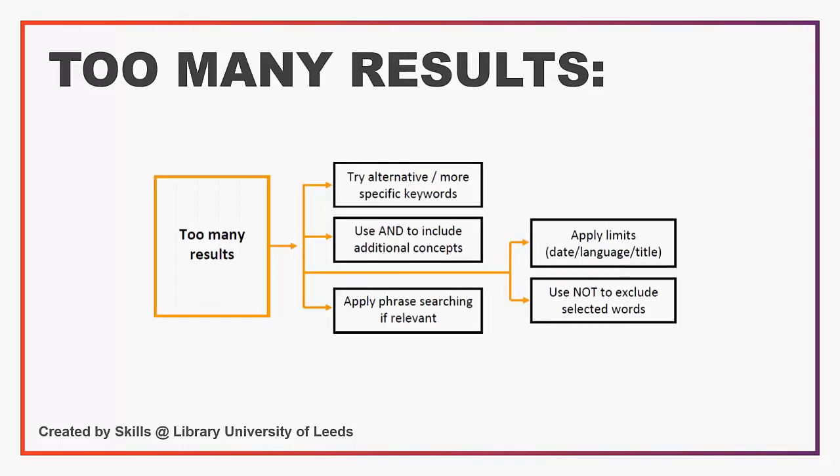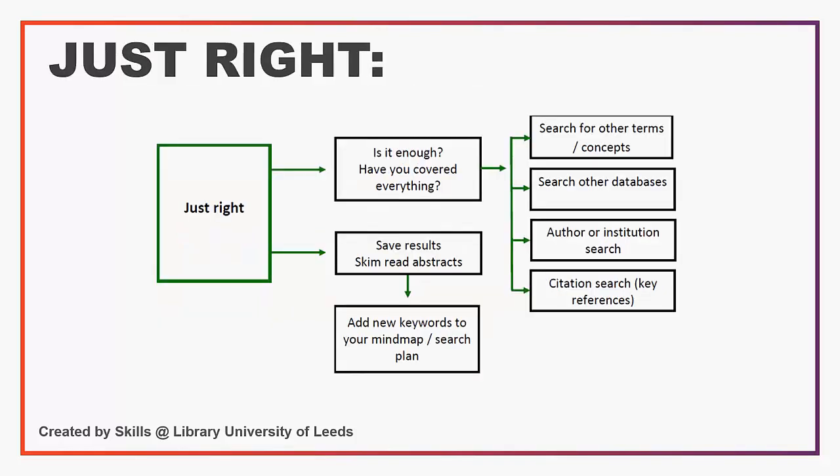If you are finding too many results, which is equally as frustrating, you can try more specific keywords and can use AND to include additional concepts to make your search more specific. You can also use phrase searching if you have multi-word phrases, and make sure to use the limits available in the databases you're using. You may also find some irrelevant terms keep cropping up in your results, so you can try the not operator to exclude these. Hopefully you'll get to the stage where the number of the results is just right.